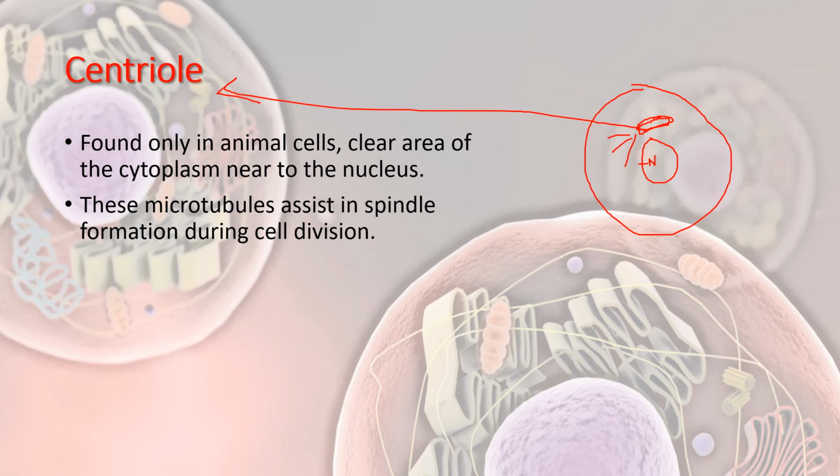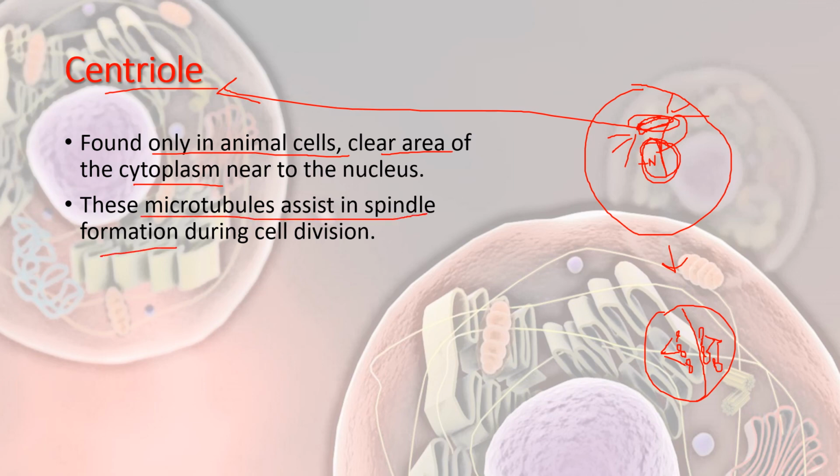So basically this centriole or centrosome helps in the formation of spindle fibers, and when the chromosomes get replicated, they are separated out like this. Suppose these are the spindle fibers, and these are the chromosomes. They get attached to the spindle fiber, and with the movement they get separated during cell division. So this centriole is found only in animal cells. This is the clear area of the cytoplasm near the nucleus that we just learned about. These microtubules assist in spindle formation during cell division.